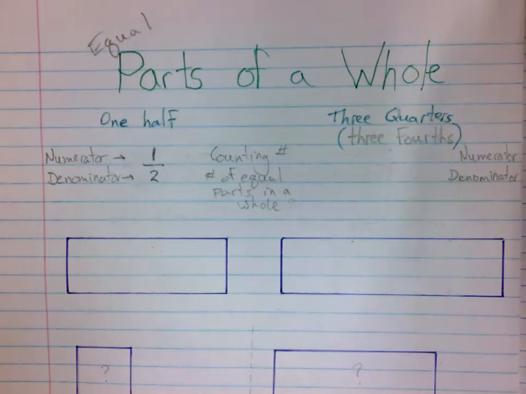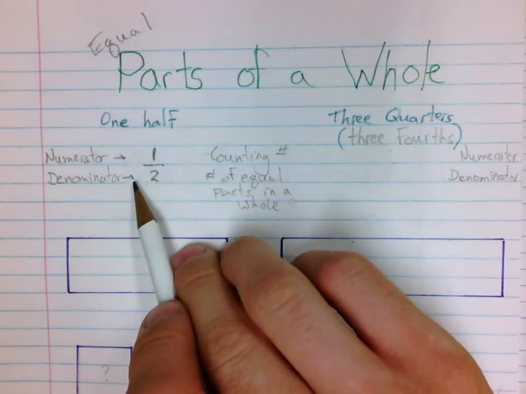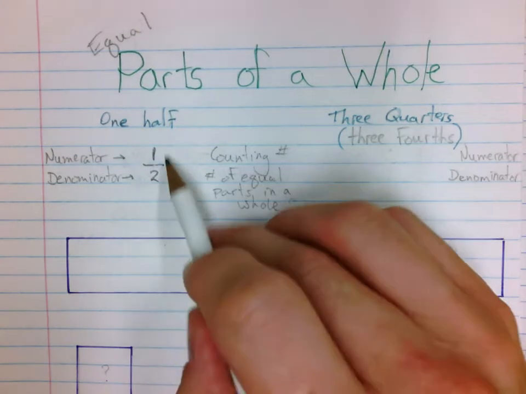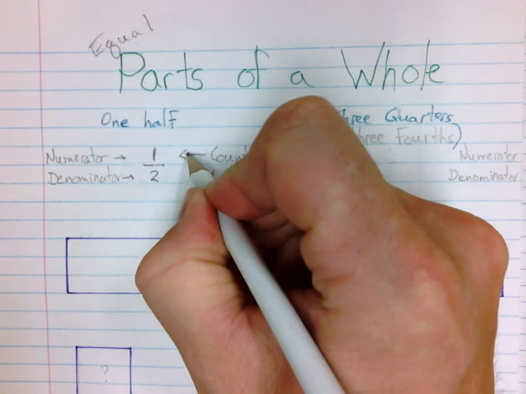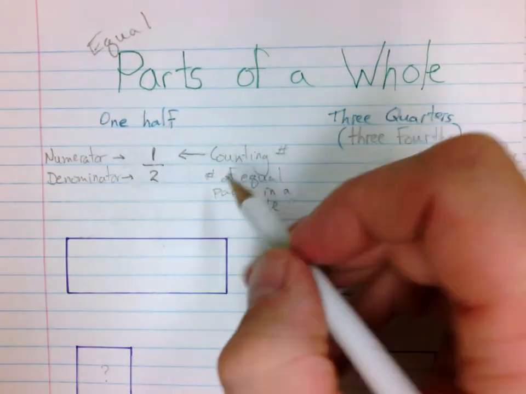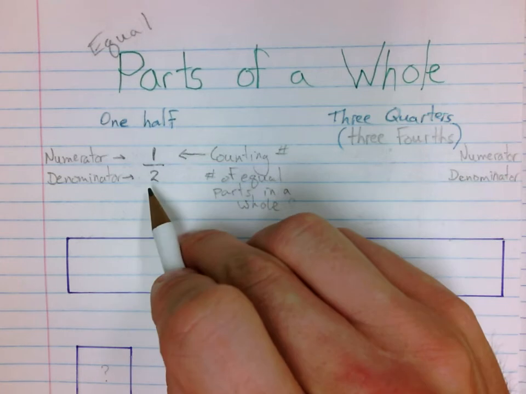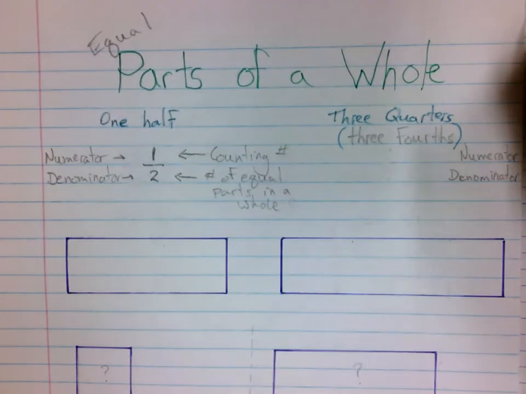1/2. The top number is called the numerator. The bottom number is called the denominator. The numerator, the top number, is also known as the counting number. That helps us to know what it means or what it does. And the bottom number, the denominator, tells us the number of equal parts in a whole.